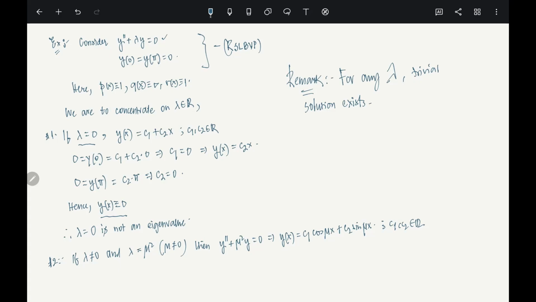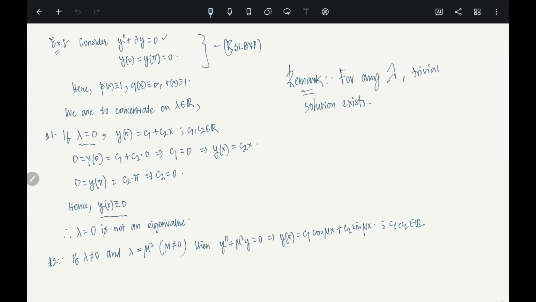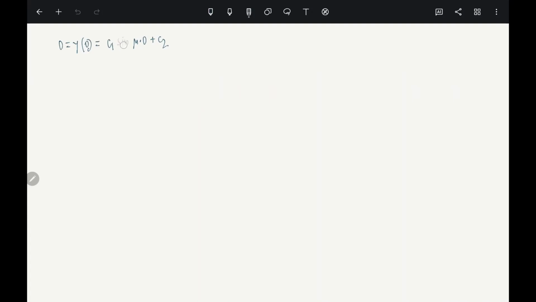Okay. Now if this is the case, you have to satisfy the boundary conditions. First of all, the first equation is 0 equals y at the point 0. And y at the point 0 is c1 times cosine mu 0 plus c2 times sine mu 0, since the solution is cosine mu x and sine mu x. Is it okay? Yes.